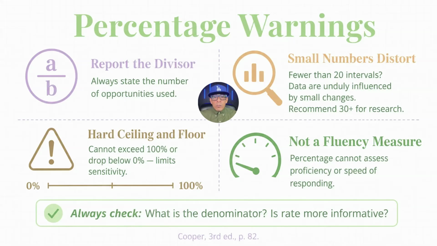Percentage also imposes upper and lower limits on performance because it cannot exceed 100% or fall below 0%. Cooper warns that a change in percentage may erroneously suggest improved performance. So for exam questions, percentage is not automatically wrong, but always check the denominator, the number of opportunities, and whether rate or count would be more informative.